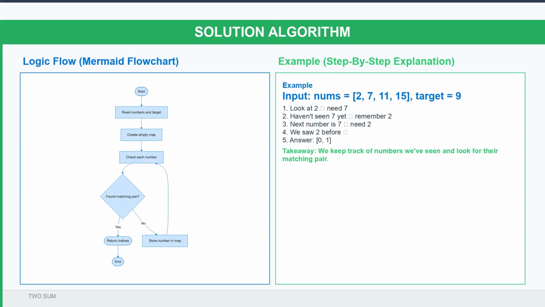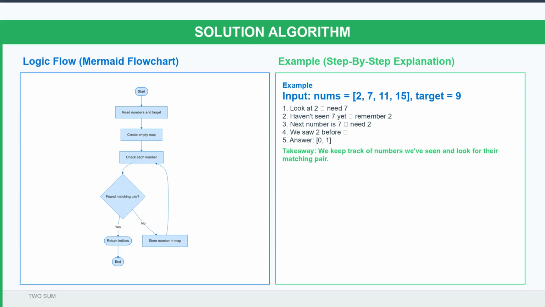We start by initializing an empty hash map. As we iterate through the array, we calculate the complement for each number, which is simply the target minus the current number. Next, we check if this complement already exists in our hash map. If it does, we found our solution and can return the indices. If it doesn't, we add the current number and its index to the hash map for future reference. This approach only requires a single pass through the array, giving us an efficient O(n) time complexity while maintaining O(n) space complexity due to the hash map.